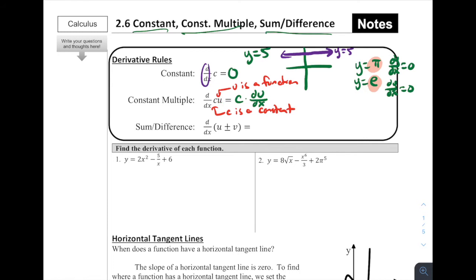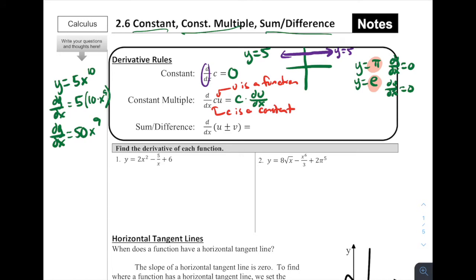A really easy example of this would be, let's say y is equal to 5x to the 10th power. If I take the derivative of that, we know that the derivative of the x to the 10th part, using the power rule, is 10 times x to the 9th. What happens with that 5 though? The 5 just multiplies by that function, so the derivative here is going to be equal to 5 times 10, which is 50x to the 9th power.